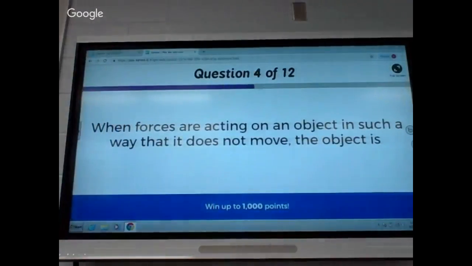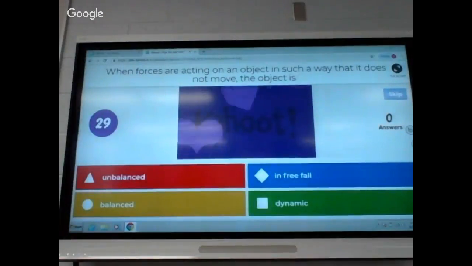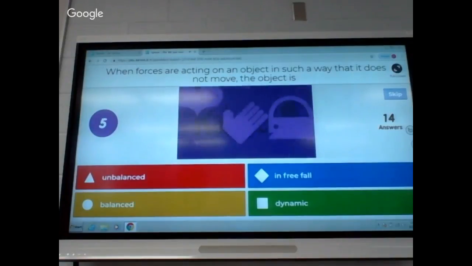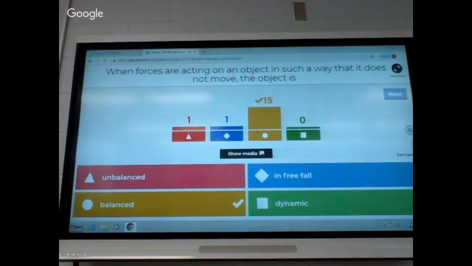What forces are acting on an object in such a way that it does not move? That it does not move. Good. All right. To move it would be unbalanced. Balanced does not move.